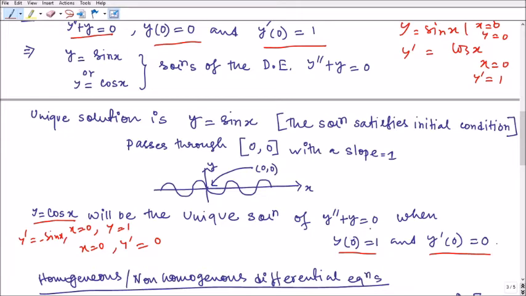But for this differential equation or this initial value problem, y equal to cos x will be the unique solution, because it passes through this point 1 0. Because for this differential equation, the solution would be this. So this is the plot of y equal to cos x. So for cos x, it starts from 0 comma 1. So it satisfies the initial condition, that is x equal to 0, y equal to 1. So y equal to cos x is the unique solution of this differential equation.